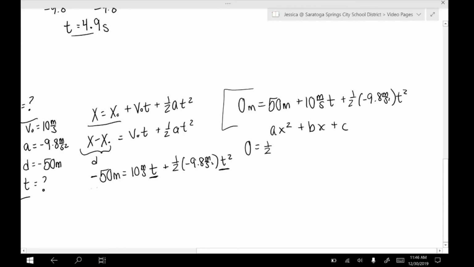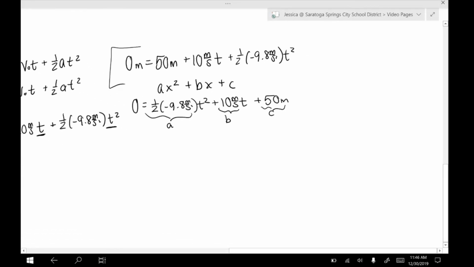So we have 1/2 times negative 9.8 meters a second squared, t squared, plus 10 meters a second, t, plus 50 meters. So that means this 1/2 times 9.8 is A, this 10 meters a second is B, and 50 is C. Now the reason why that's important is because we all know the quadratic formula is x equals negative b, in this case t instead of x, plus or minus the square root b squared minus 4ac all over 2a.